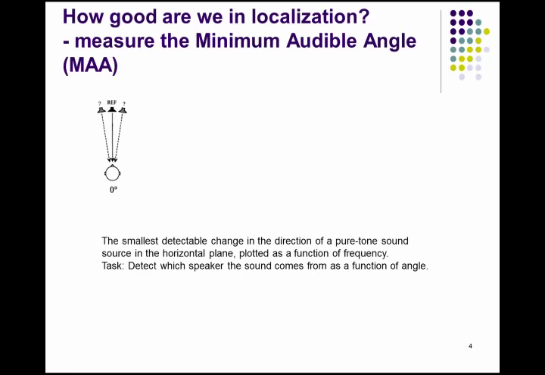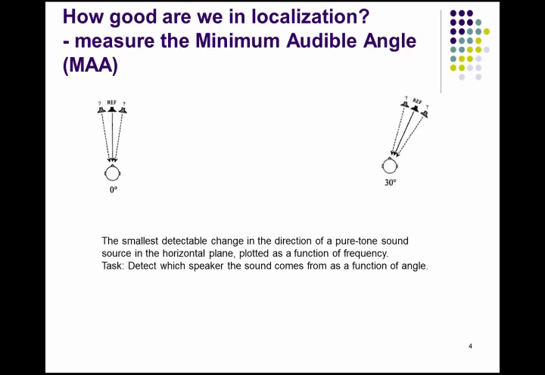First of all, how do we define localization, or what do we actually measure to work out how good we are? We're talking about the minimum audible angle, MAA. That's the smallest detectable change in the direction of a sound source that I can tell apart. So if I have a loudspeaker over there and a loudspeaker over there, I can tell that these are two different sound sources and not one. Obviously, we're not as good as in vision, but we're quite surprisingly good, about as good as we can be, given the physics of the problem.